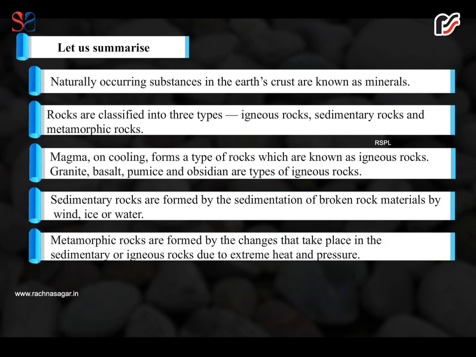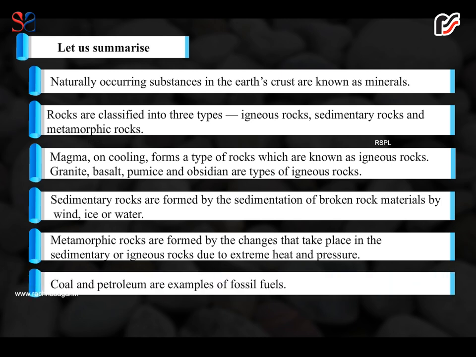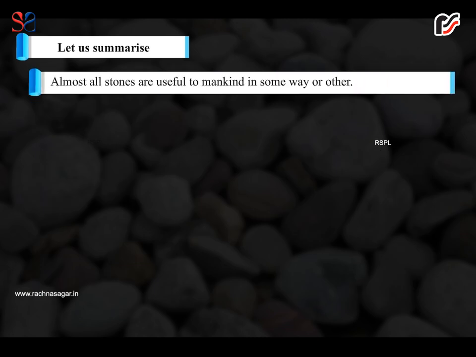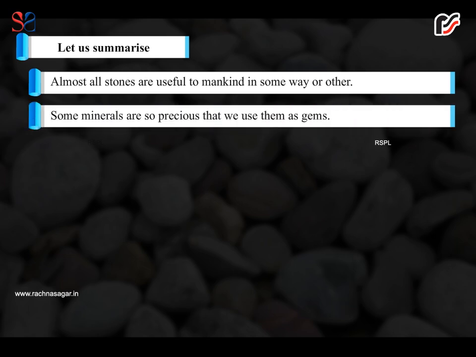Metamorphic rocks are formed by the changes that take place in the sedimentary or igneous rocks due to extreme heat and pressure. Coal and petroleum are examples of fossil fuels. Almost all stones are useful to mankind in some way or other. Some minerals are so precious that we use them as gems.